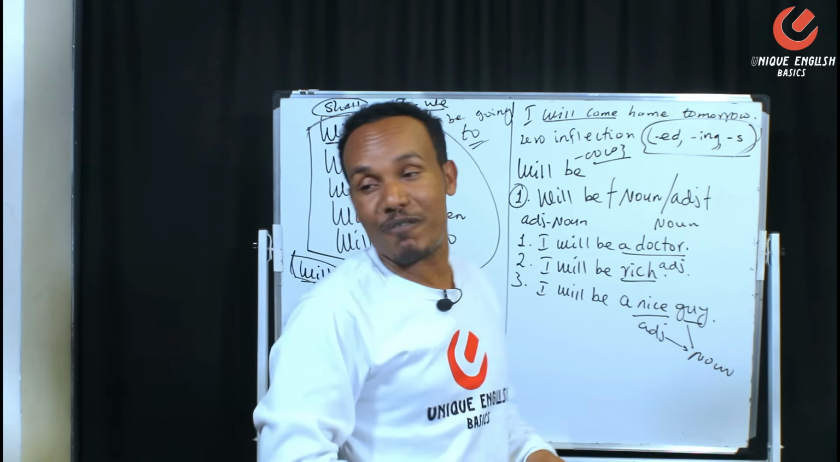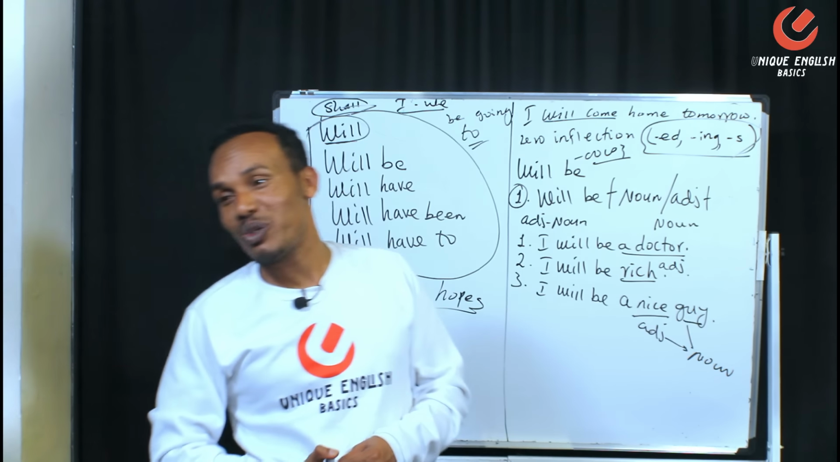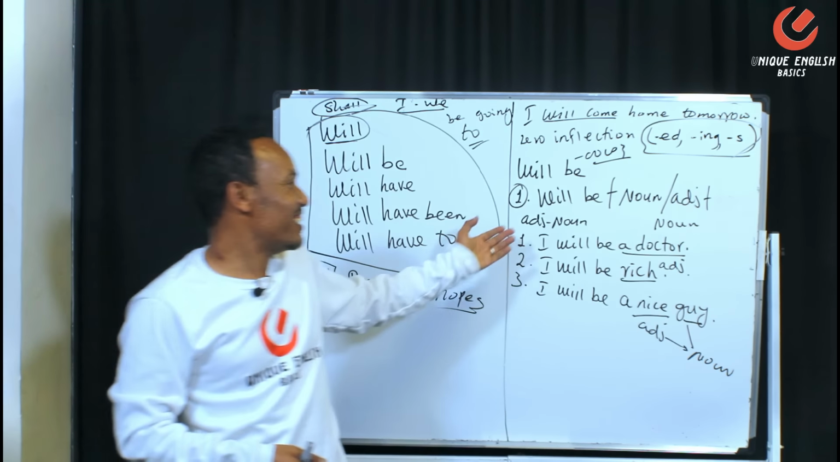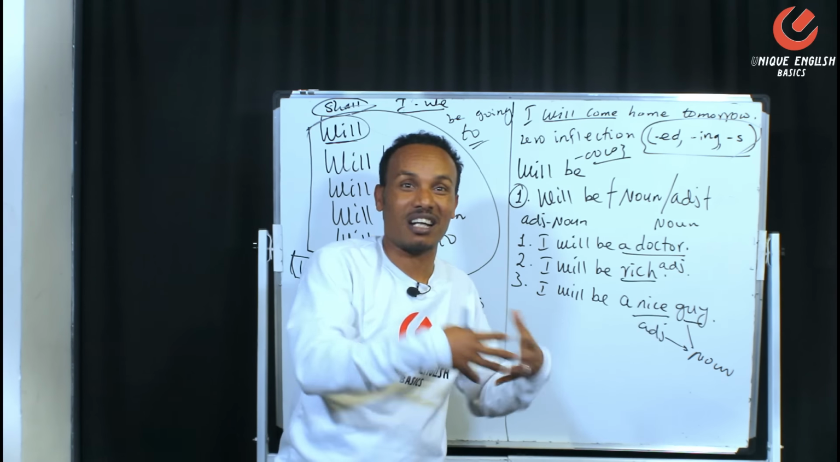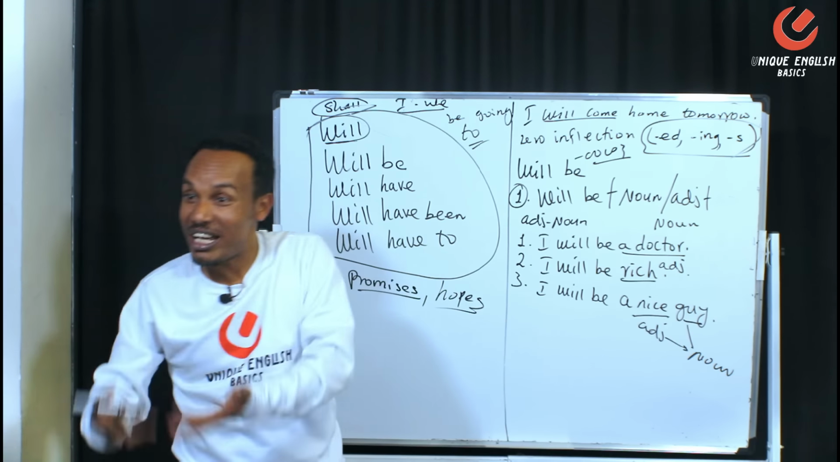Say it again. I will be a farmer. Will you be a farmer in the future? No, I don't. All right, okay. So I will be a farmer. I will be a good student. I will be a doctor. I will be a professor. I will be rich. Yes or no?